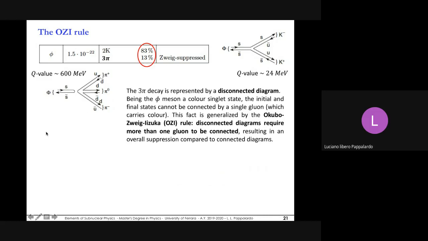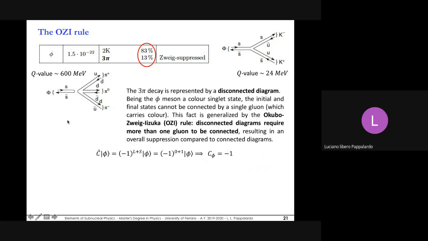This fact is generalized by the Okubo-Zweig-Iizuka rule, the OZI rule in brief, which says the following: disconnected diagrams require more than one gluon to be connected, resulting in an overall suppression of the process compared to connected diagrams. This is clearly a connected diagram. It does not need more gluons here. So how many gluons are exchanged here, then?